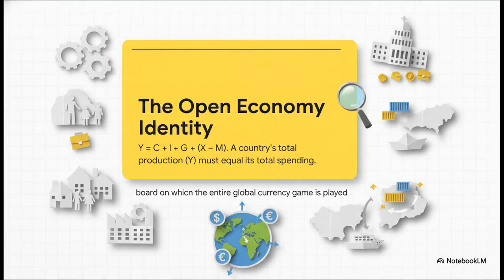Okay, I know what you're thinking, an equation, but stick with me here, it's actually a really simple idea. All this is saying is that everything a country produces, that's its GDP, or Y, it has to go somewhere, right? It's either consumed by people like you and me, that's C, invested by companies, I, spent by the government, G, or sold to other countries, which we call net exports. It's just a basic rule, like balancing your checkbook. This is the board for the entire game.